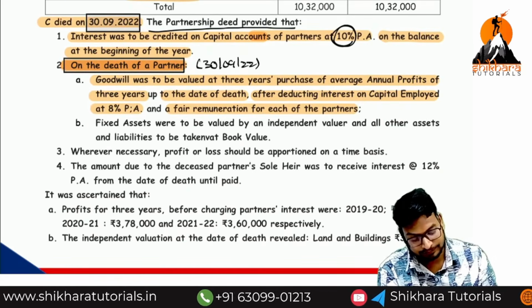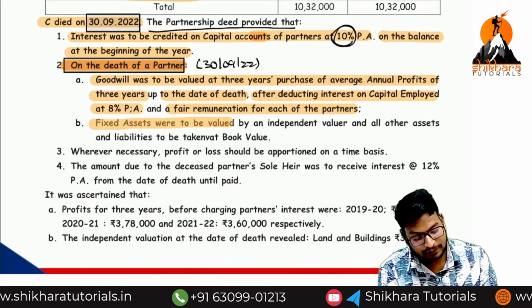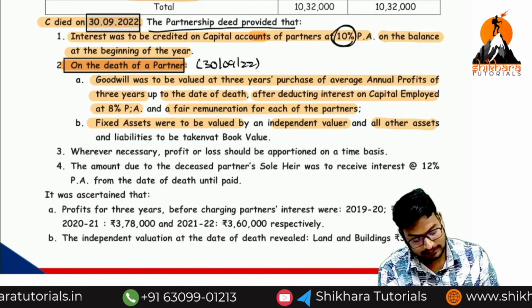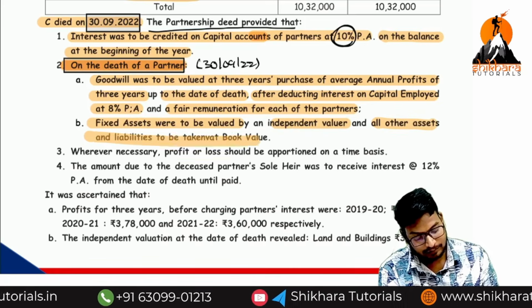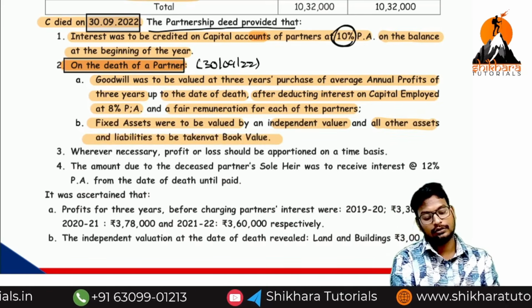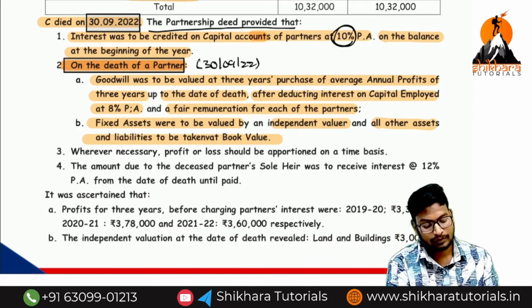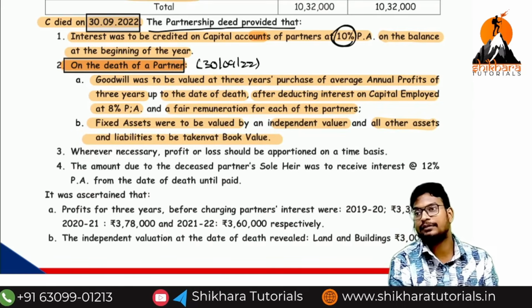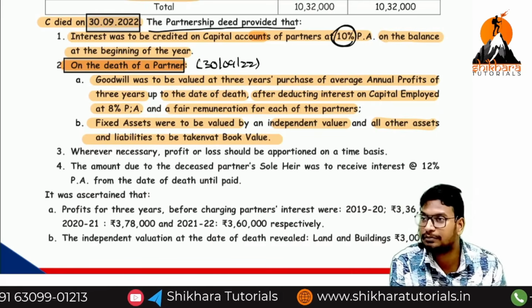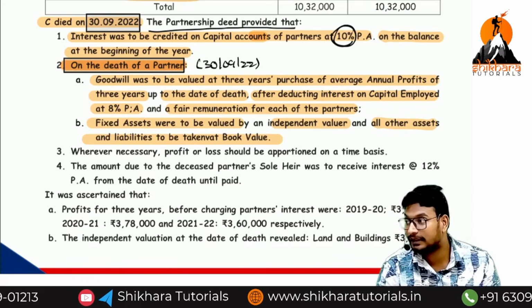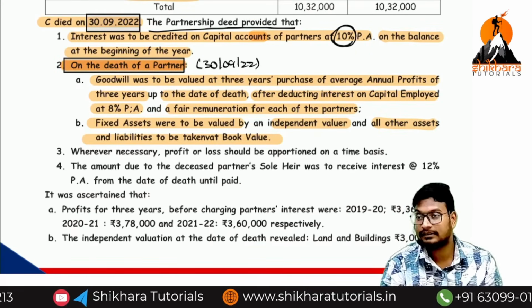We will see down. Fixed assets were to be valued by an independent valuer and all other assets and liabilities to be taken at book value. So there is a change in fixed assets, valued by whom? Independent valuer. That means we need to prepare the revaluation account. Here there are changes in assets.